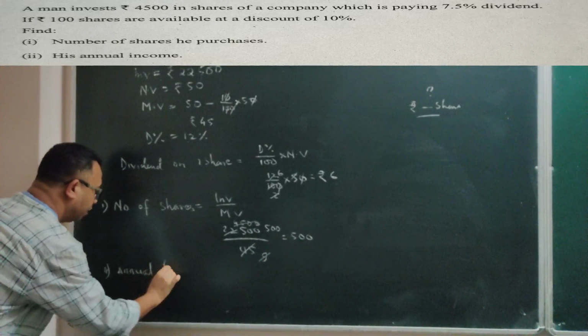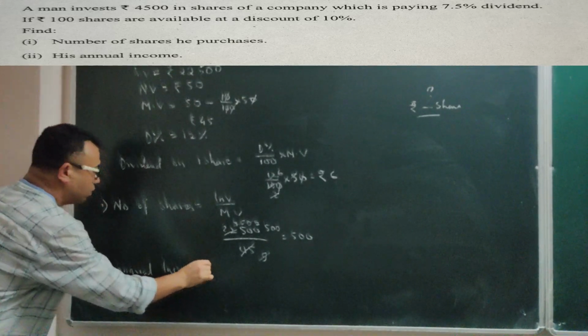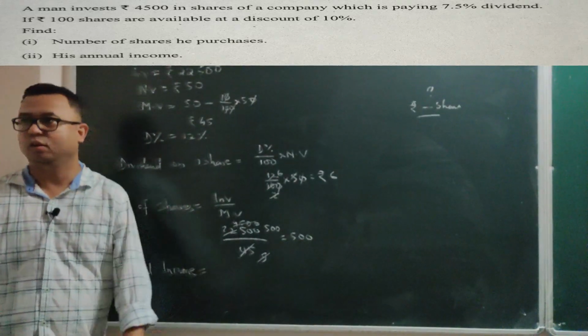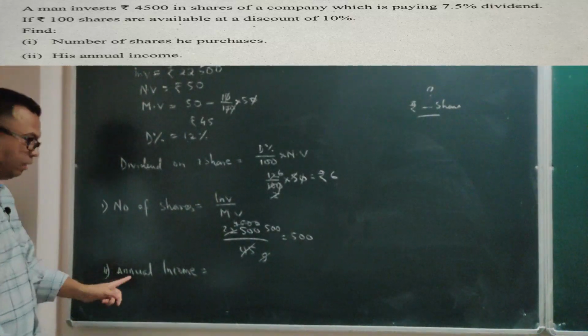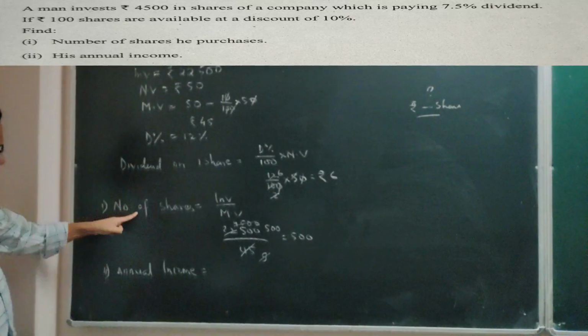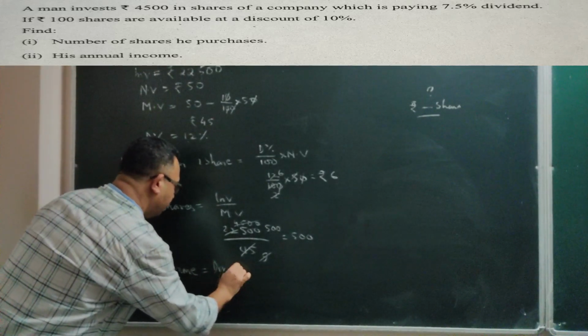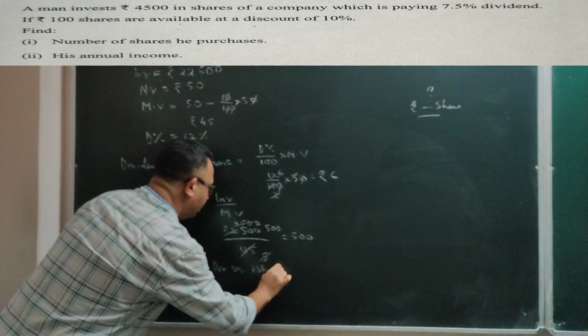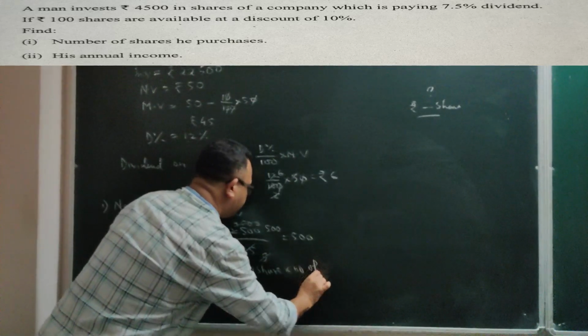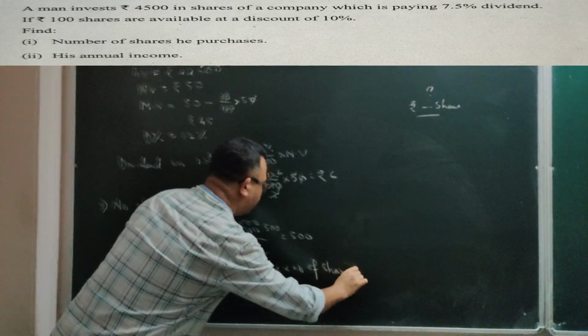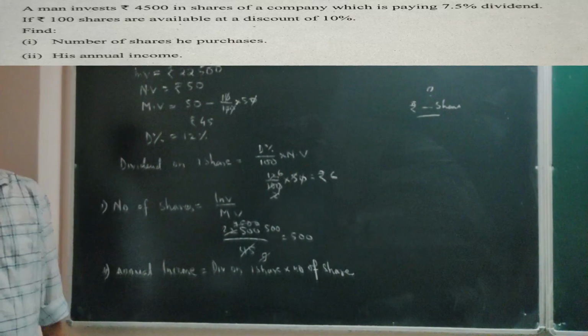So let me write annual income in full words. Later on, I'll be writing annual income simply as A.I. The annual income formula is a multiplication between these two: dividend on one share into number of shares. Dividend on one share, multiply this with number of shares. If you multiply the two, you are going to get the annual income.